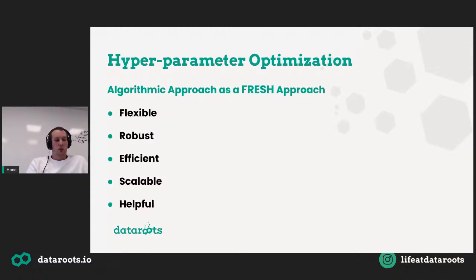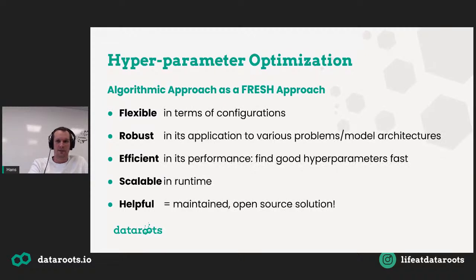How do we do that, and what do we need from such an algorithm? Well, I like to say it is a fresh approach, and fresh stands for flexible, robust, efficient, scalable, and helpful. Basically flexible in terms of its configurations. You want to add both discrete and continuous hyperparameters. It should be very, very extendable in that sense.